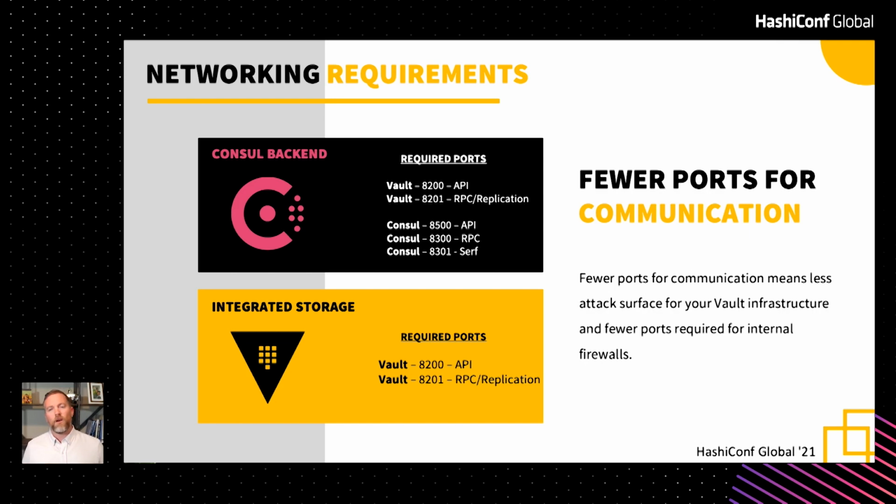Now, Consul has a bunch of required ports, as we talked about before: 8200, 8201, 8500, 8300, 8301, right? All those for Consul also require TCP and UDP. But when we move to integrated storage, all we have to worry about is our required ports of 8200 and 8201. Super easy. So that means a smaller attack surface for your Vault cluster, on top of fewer holes that we have to poke in our firewalls internally. So we only need those 2 ports across the board there.